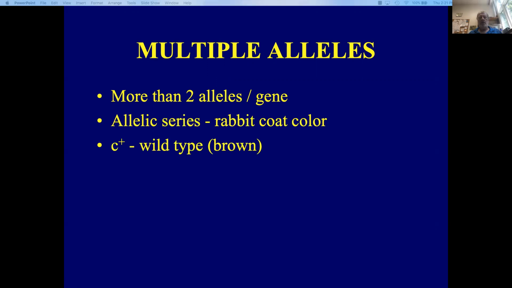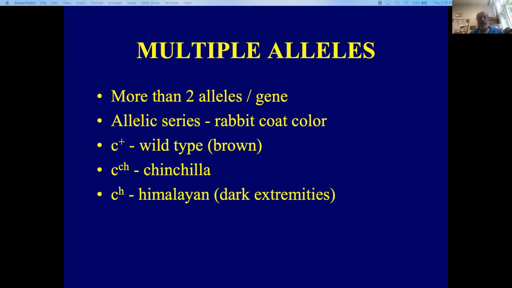So C plus is the wild type, which codes for brown fur in the rabbit. This is the dominant gene. Anytime you see a plus associated with an allele, it's usually dominant. C-C-H is chinchilla, which means a lighter brown color. C-H is Himalayan, which means the rabbit has dark extremities, but the body is pale.